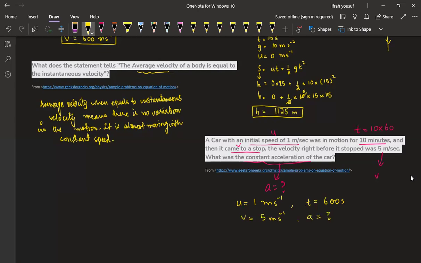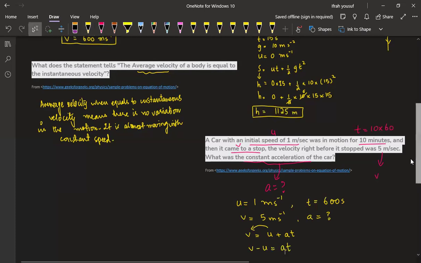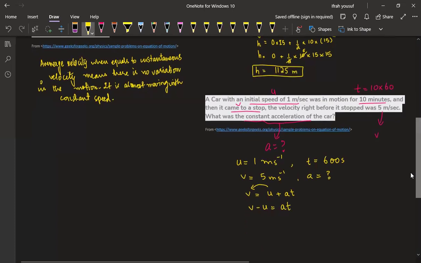So we can use the equation of motion, v equals u plus at, right? And now we can modify it. We can shift this u to the left side. v minus u equals at. So a is v minus u divided by t. Exactly. You just need to plug in the values and you get the answer.